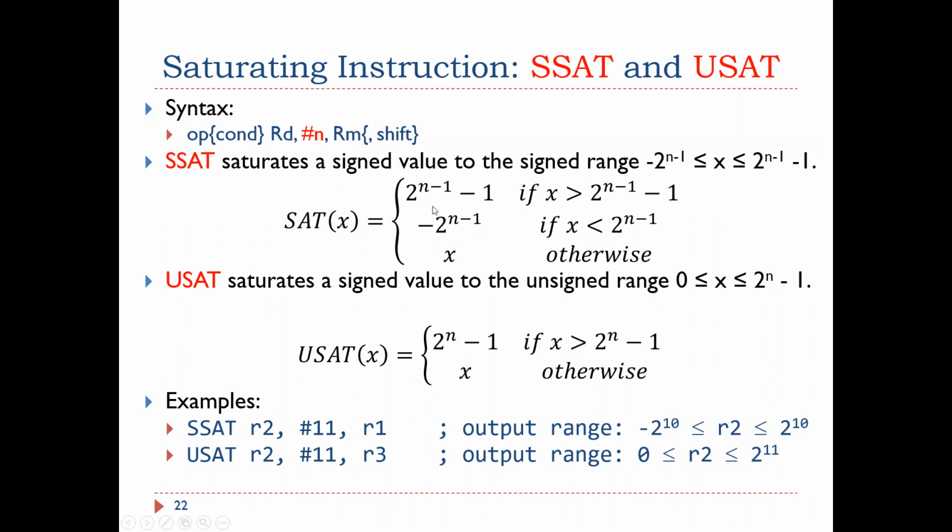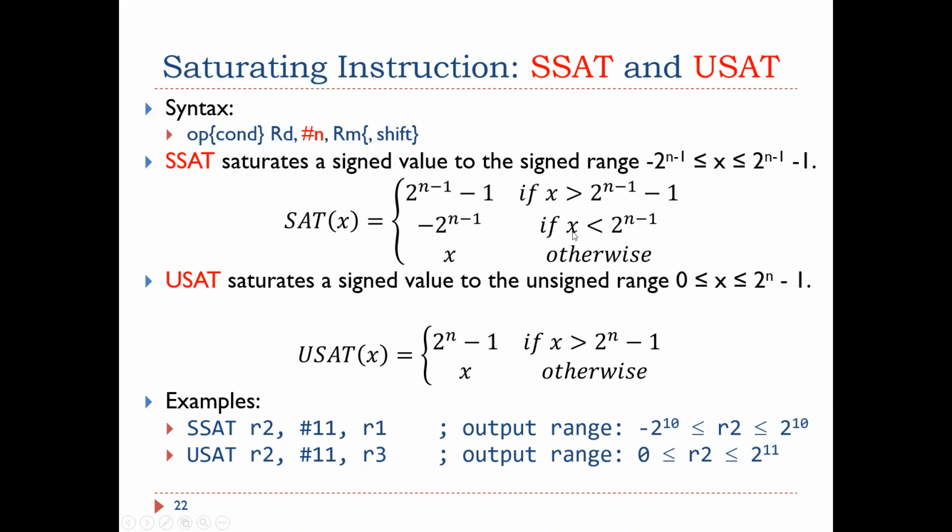When saturating, this is what it is going to do. If the number is greater than the maximum number that we can represent in an n-bit system, it will be 2 to the power n minus 1, minus 1. Any x that is over this will be replaced by the maximum number that could be represented in n bits.